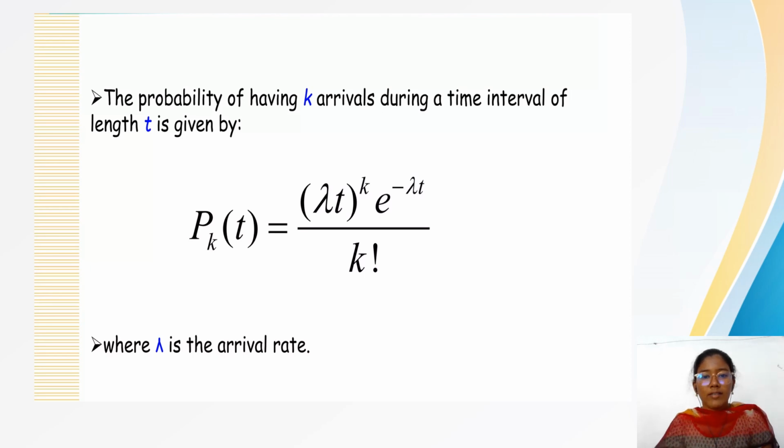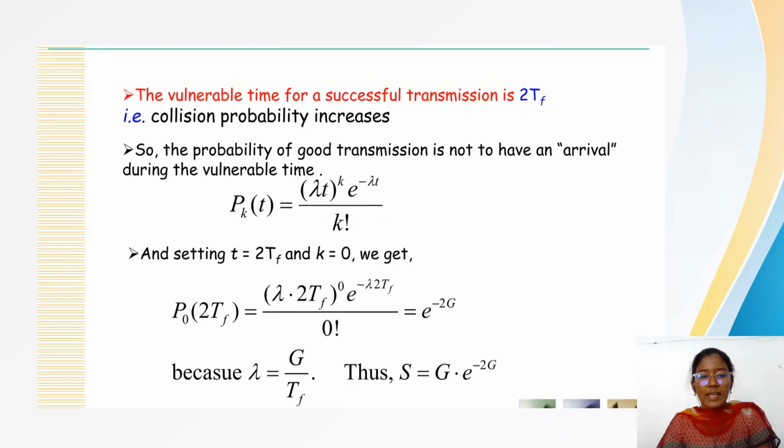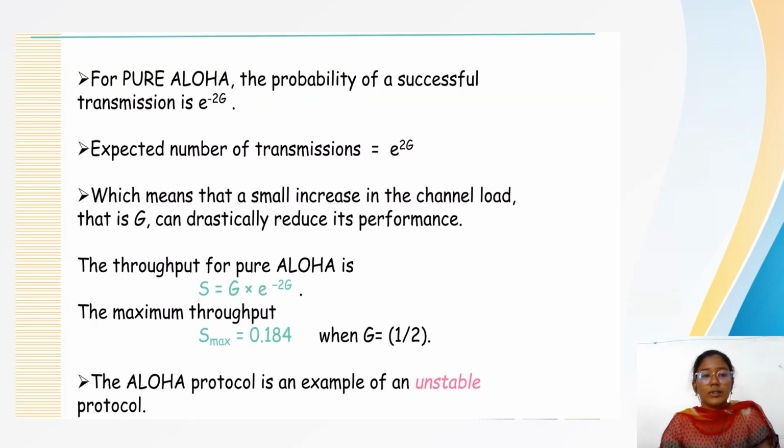The probability of having K arrivals during a time interval of length t is given by Pk(t) equals (lambda t) to the power k times e to the power minus lambda t, divided by k factorial, where lambda is the arrival rate. The vulnerable time for a successful retransmission is 2 times Tf. Collision probability increases. Here we can put that small t equals 2 times Tf. Therefore, we get S equals G times e to the power minus 2G, that is S equals G e^(-2G).